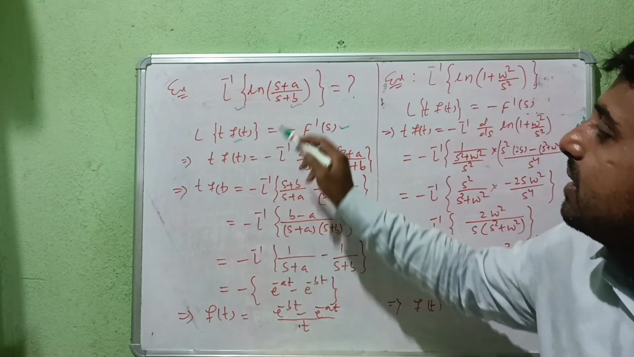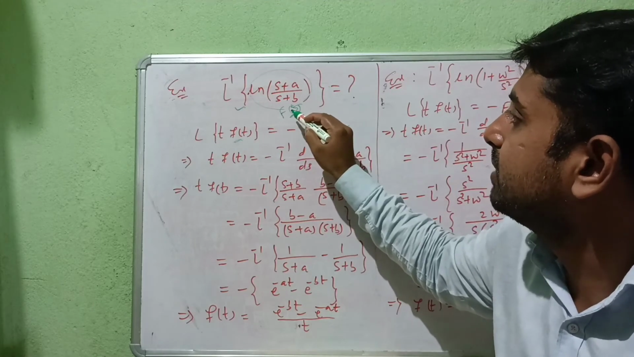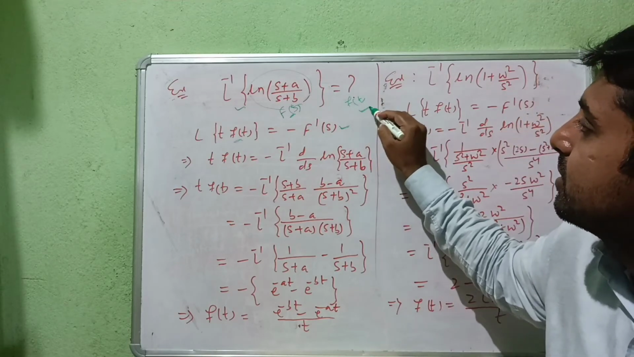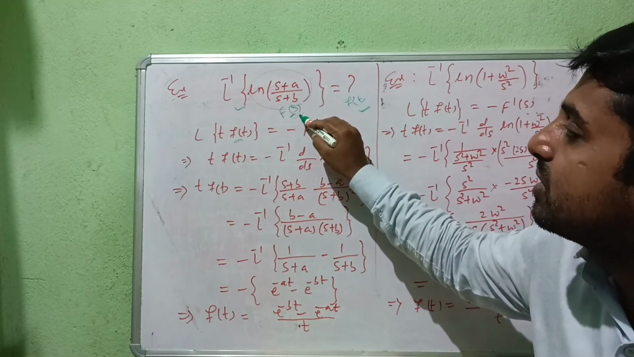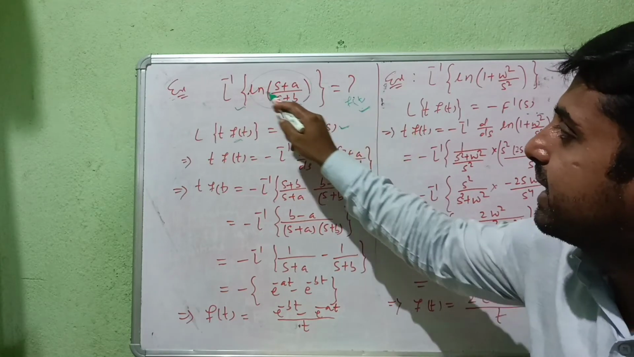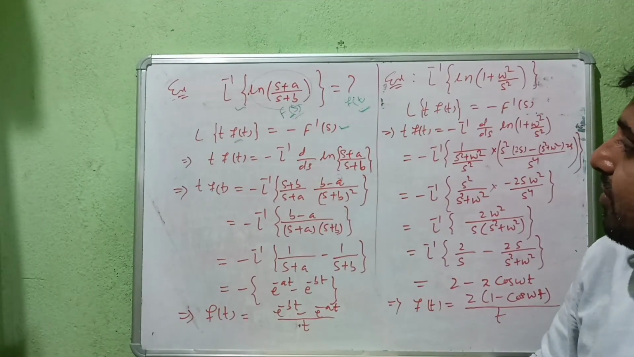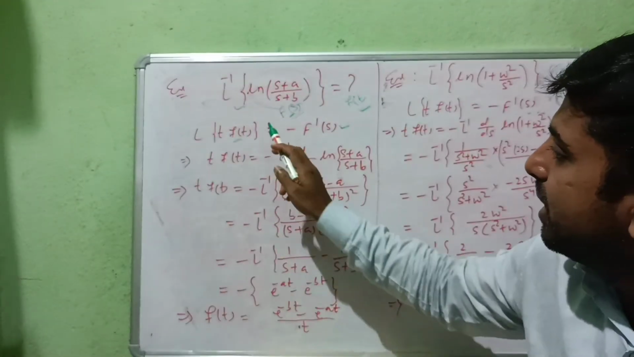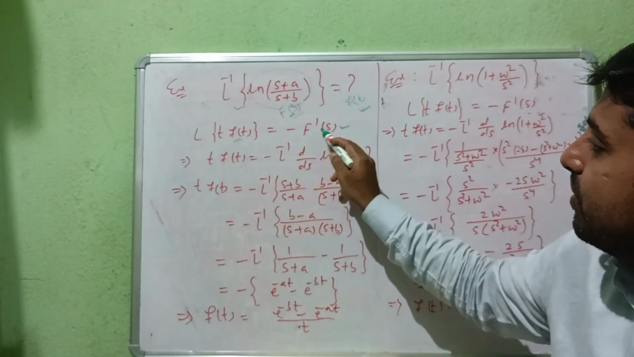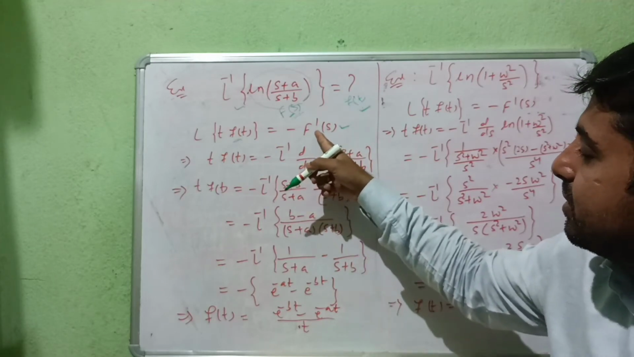So here consider this as f of s. This is our f of s, the transform function, and we have to find f of t, that is, the original function. The transform function is given, and we have to find the original function by taking its inverse. This is our objective. So using this formula, we have to take f dash s.